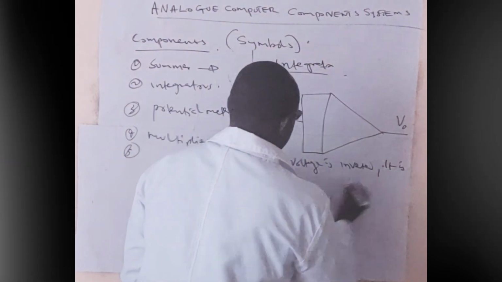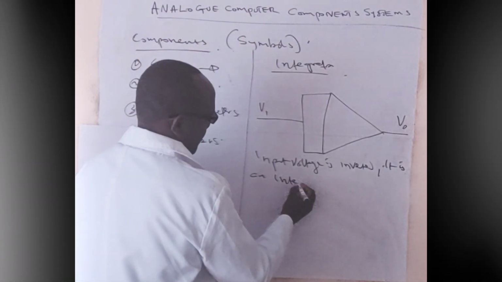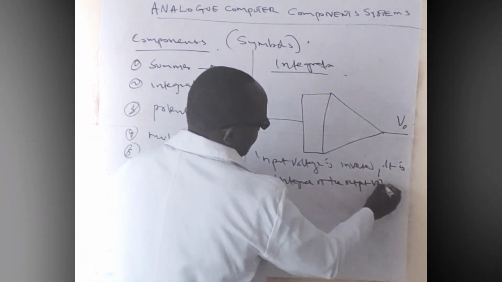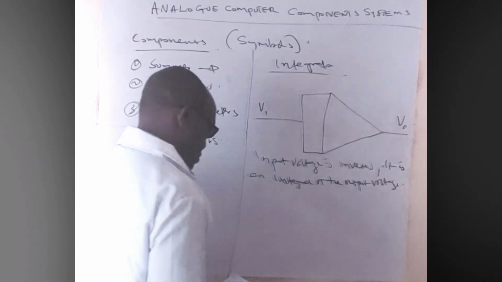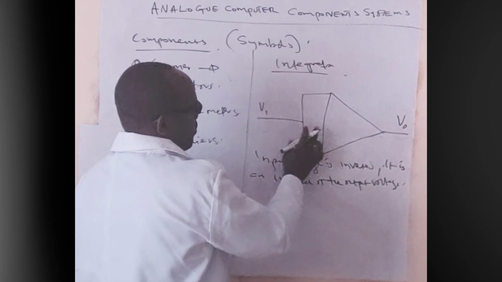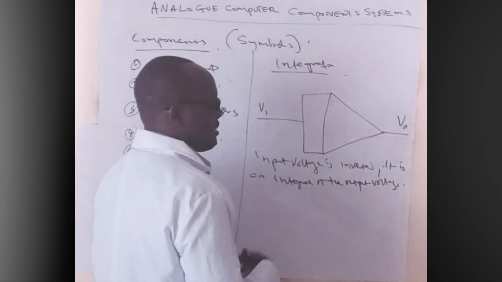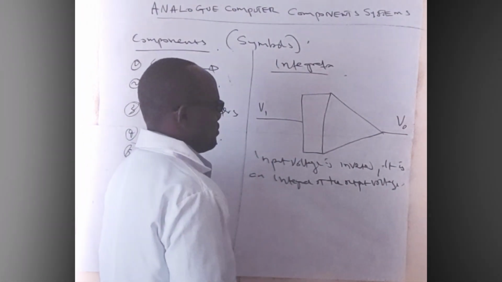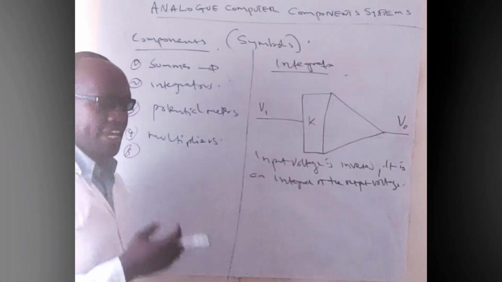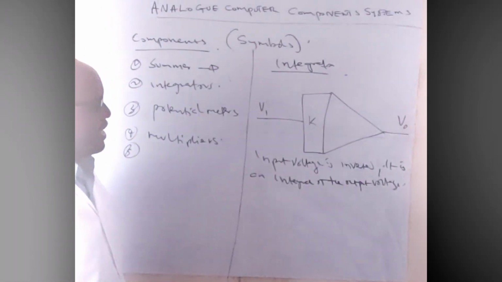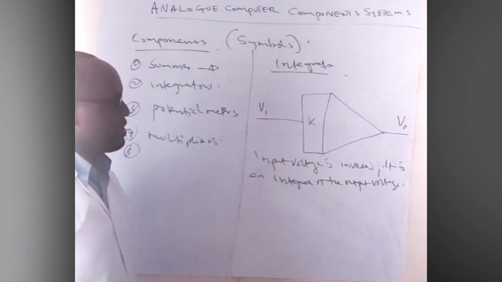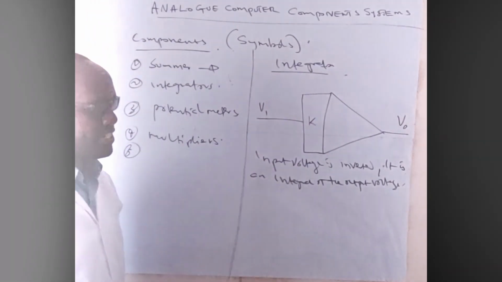So it is an integral of the input voltage. When we have this one, it means the gain is 1. But let's have a general gain, which we can call K, so KV1. That is the gain. So that is the symbol of the integrator.